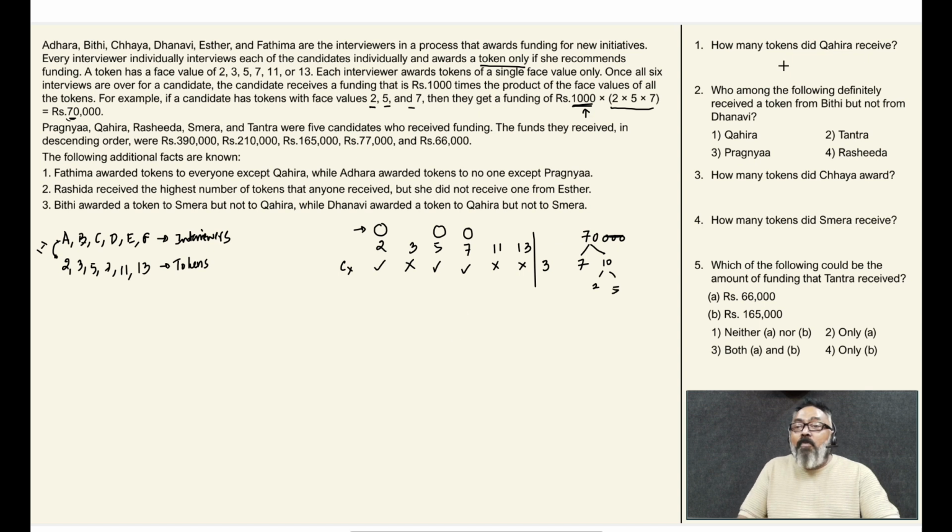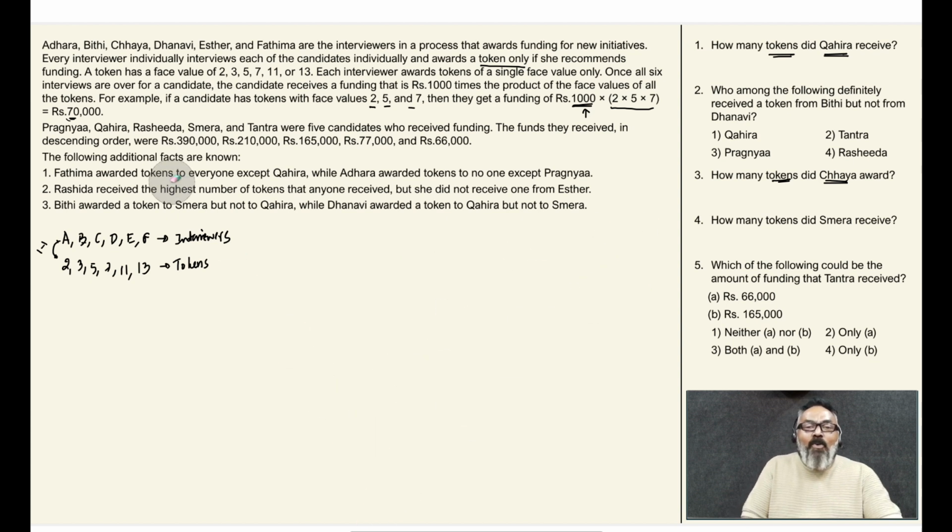So you have questions like how many tokens did Q receive? Which means Q के पास what is the total count? How many tokens did C award? So it will be one of the interviewers, कितना token दिया? ऐसा कुछ होगा ना, मतलब ये वाला ने कितना token दिया? ऐसा भी हो रहा है. How many tokens did S receive? Particular candidate S को कितना token मिला? Whoever in the following definitely received a token from B, not from D. So it's at the end of this assignment. It's just assignment. Okay, and we're going to deal with assignment. Let's carry on. Now we know the 5 candidates.